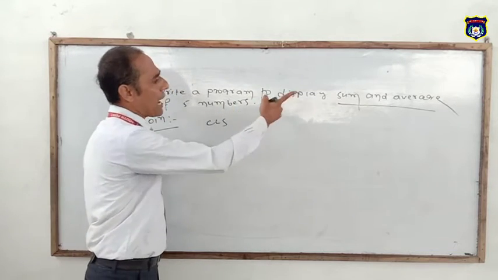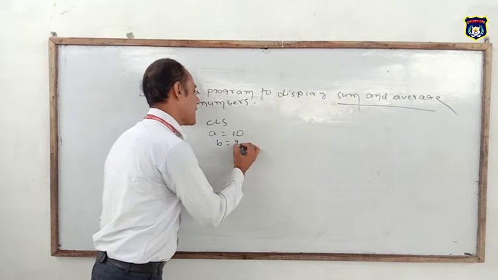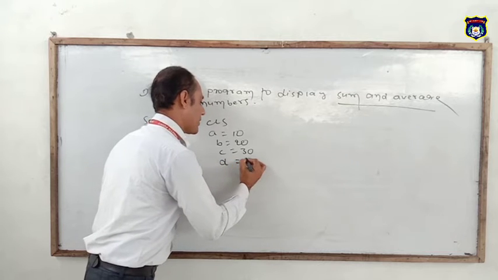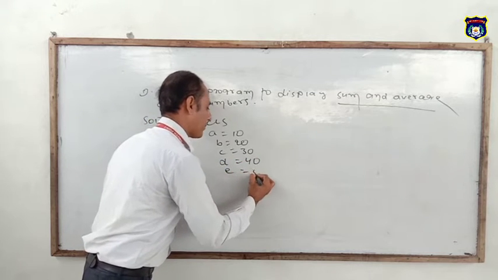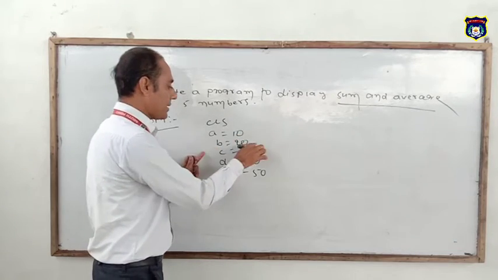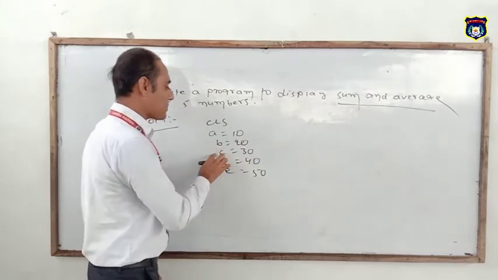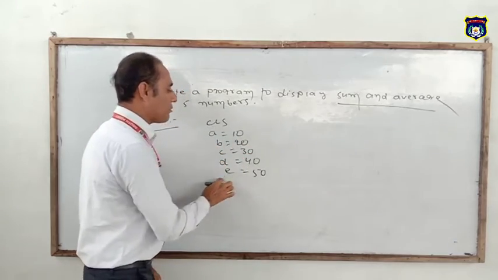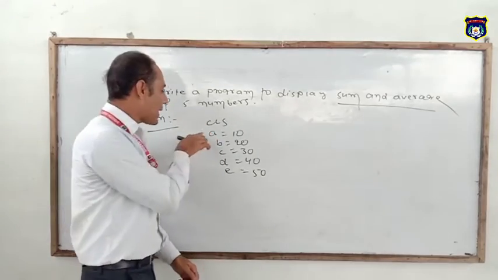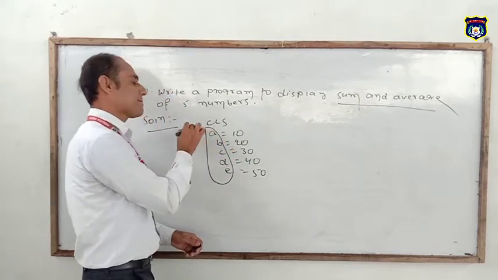Suppose 5 numbers. We have taken 5 numbers: A equal to 10, B equal to 20, C equal to 30, D equal to 40, and E equal to 50. We have taken 5 numbers. Value of A 10, value of B 20, value of C 30, value of D 40, and value of E 50. Now, what are these? What is a variable? These all are the variables.